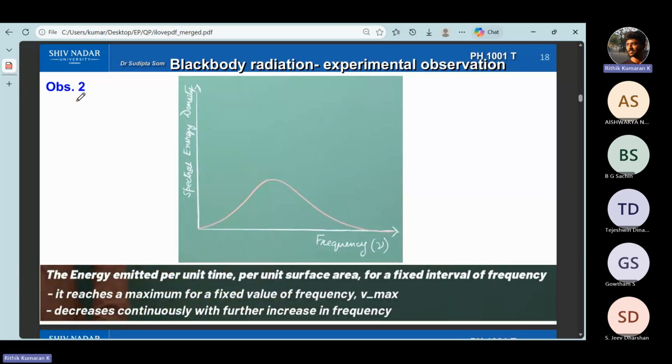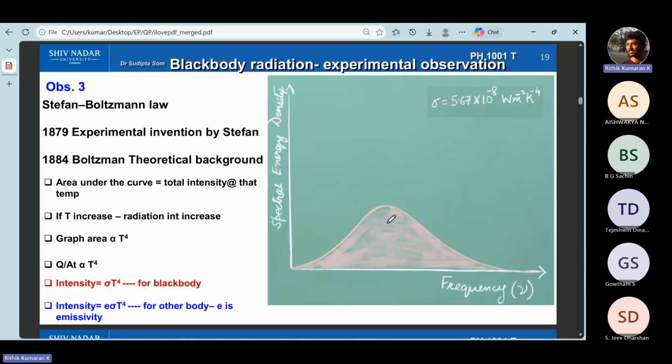Second observation. Look at the graph more clearly. Here at this point, we have reached a maximum value. After this maximum value, the graph starts to go down. So the second observation is what? There is a point called the Vmax, the frequency at which the energy density is highest. And after that Vmax, this graph continuously falls down. I mean, the spectral energy goes down after that particular frequency. Third observation gives rise to the Stefan-Boltzmann law.